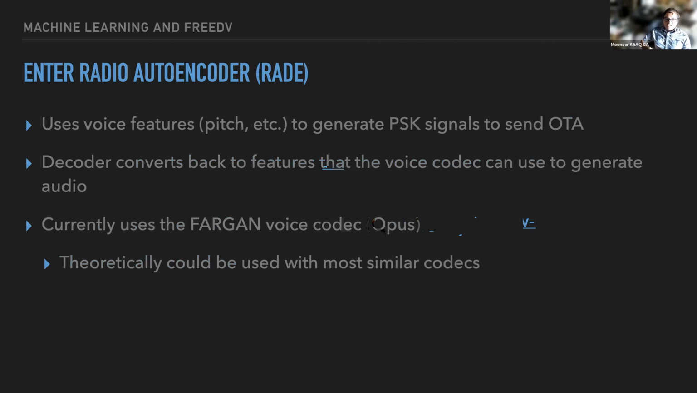And that brings us to the new FreeDV mode that I'm talking about today. It's called the radio autoencoder. What this basically does is we take the various voice features such as pitch, and we generate PSK signals that are sent out over the air. Then the decoder converts that back to features that we pass to the voice codec we're using. Right now we're using the FARGAN voice codec, which was developed by the Opus project. But theoretically, any codec that deals with voice features can be used with this.